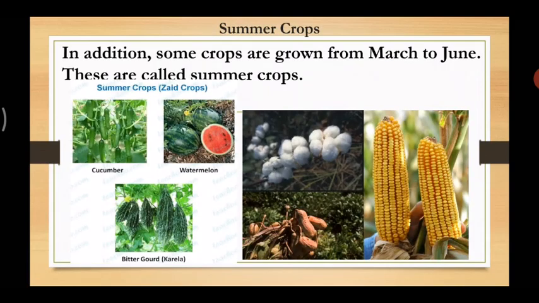Then the next is summer crops. Now some crops grow from March to June. They are called summer crops. For example, beans, melons, cucumbers, corn, tomatoes, etc. are the different examples of summer crops. So summer crops are grown from March to June. Let's move forward.